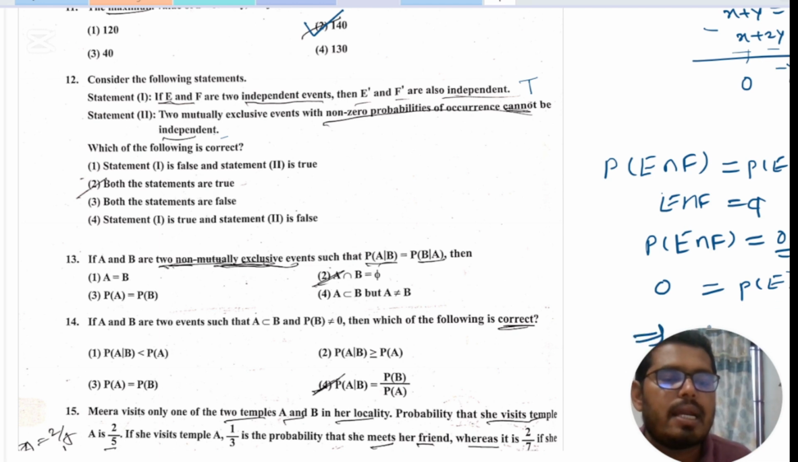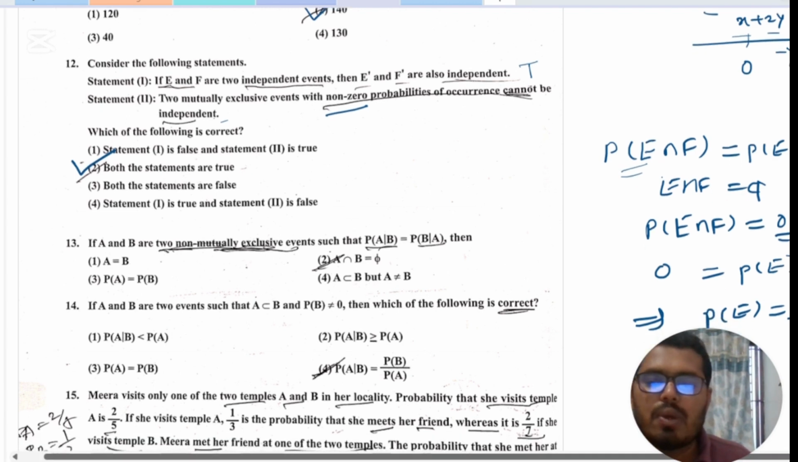This implies that either P of E is equal to 0 or P of F is equal to 0. Therefore, they have given you non-zero probabilities. That's why these are not independent. Therefore option number 2 is also correct. This implies that both the statements 1 and 2 are correct. Next, question number 13.